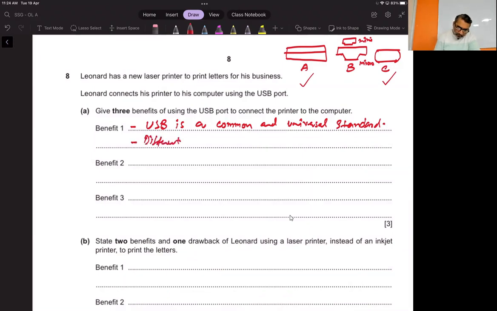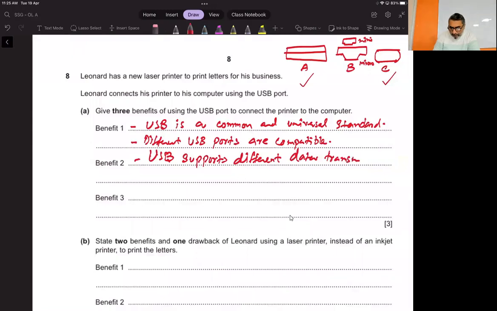Different USB ports are compatible. They can be used to exchange data over a single wire. So it means that we know that USB A is not as fast as USB C. So it means that it supports the different speeds to be utilized on 2 different devices connected using the same USB wire. So USB supports different data transmission speeds.